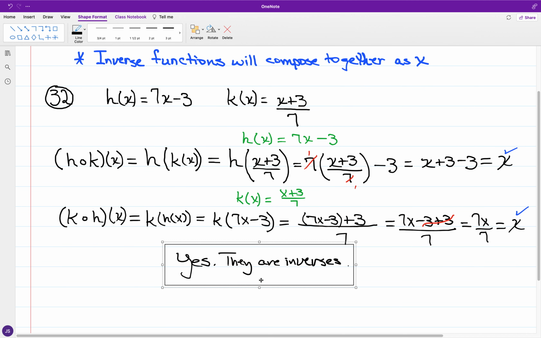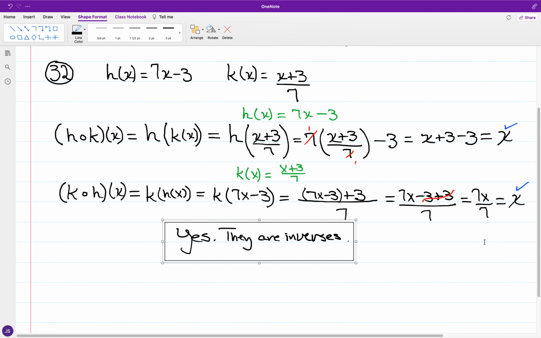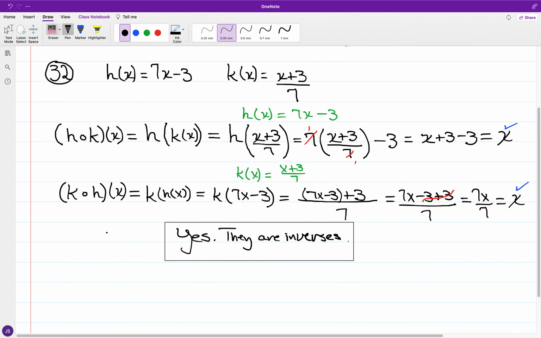Now for the next pairing, we have number 34. Now we got our functions assigned.